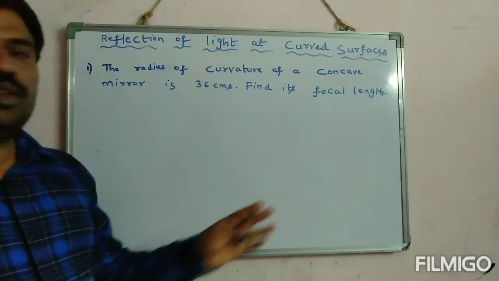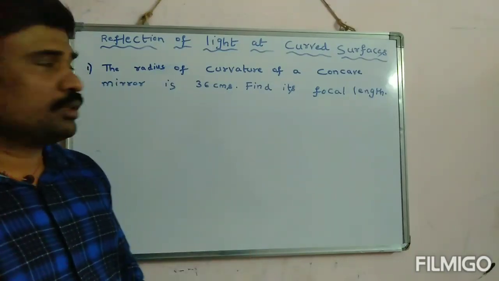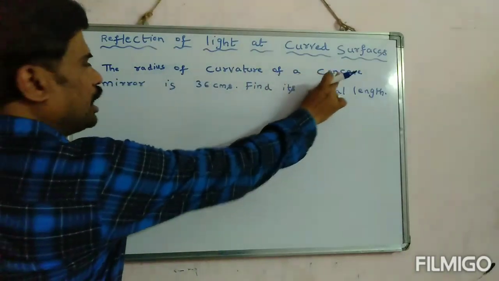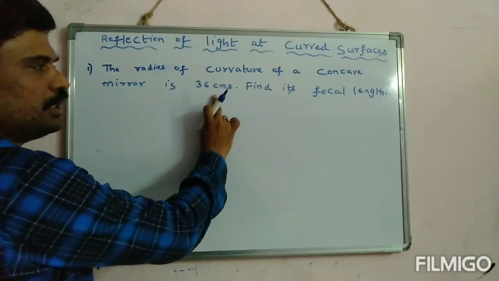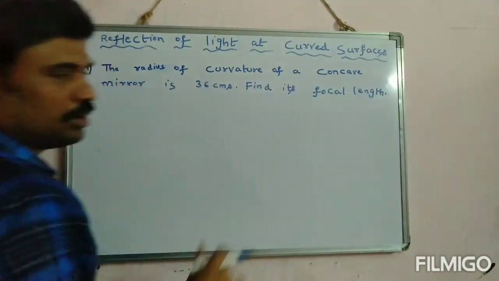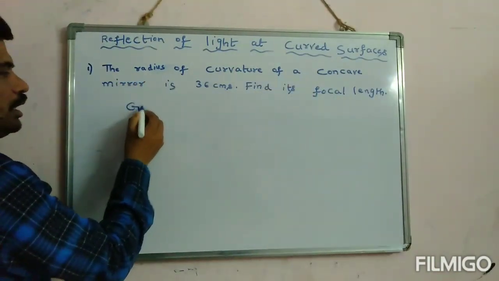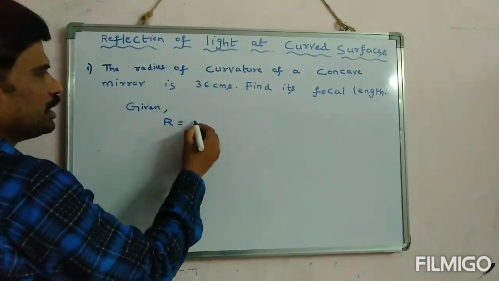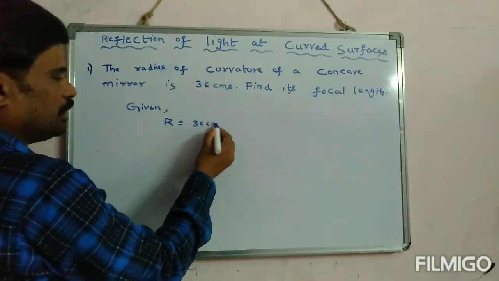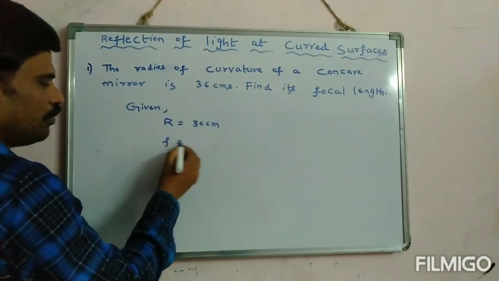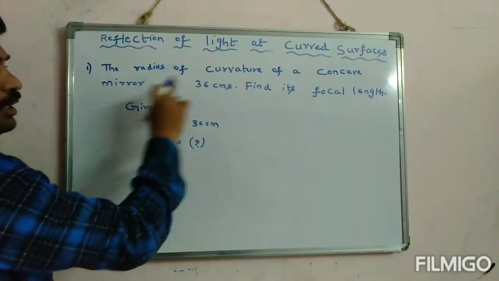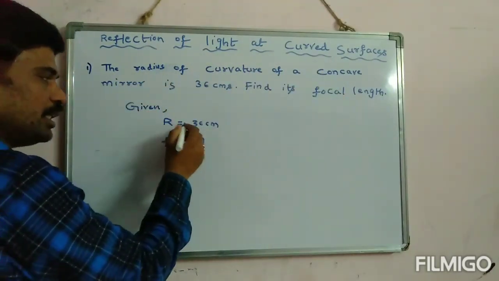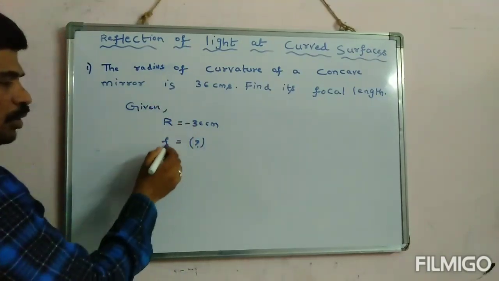Okay, now let us solve some problems regarding the spherical mirrors. Now look at this problem. The radius of curvature of a concave mirror is 36 centimeters. Find its focal length. What is the given data? Radius of curvature is given as 36 centimeters. We have to find the focal length. But for concave mirror, focal length is negative. Hence, radius of curvature is also negative.